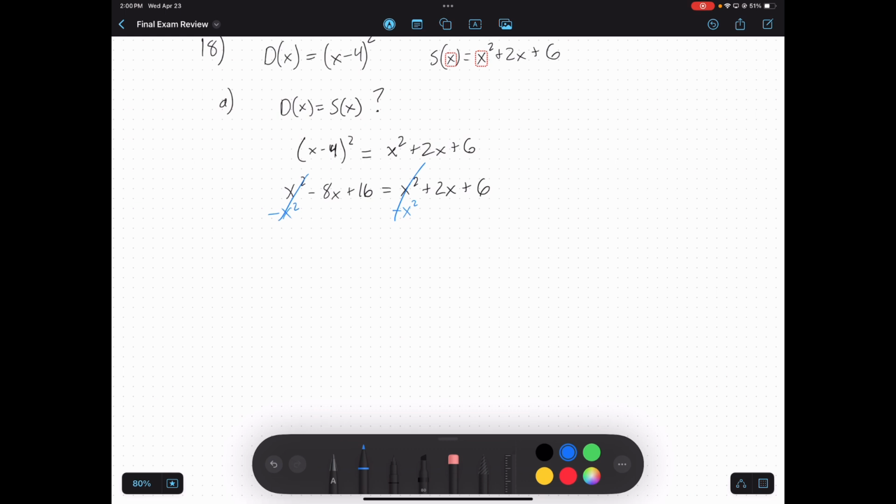And so then I'll go ahead and add 8x just to get rid of the negatives. And then everything that's not an x, let's move to the other side. So I'm going to subtract 6. And that leaves me with 10 equals 10x. Oh, that's nice. There's my equilibrium point. So I want to produce one product. Very nice.